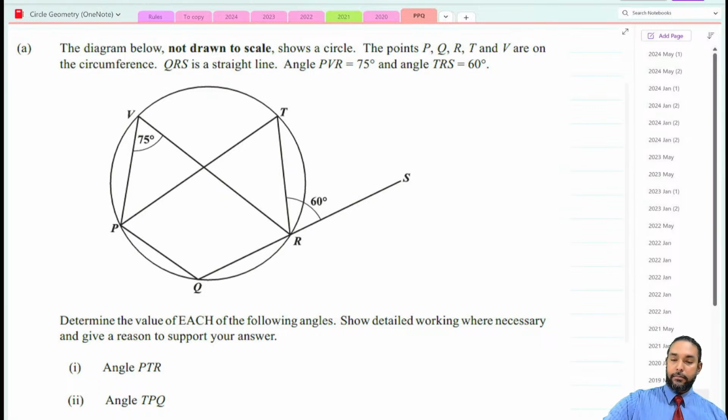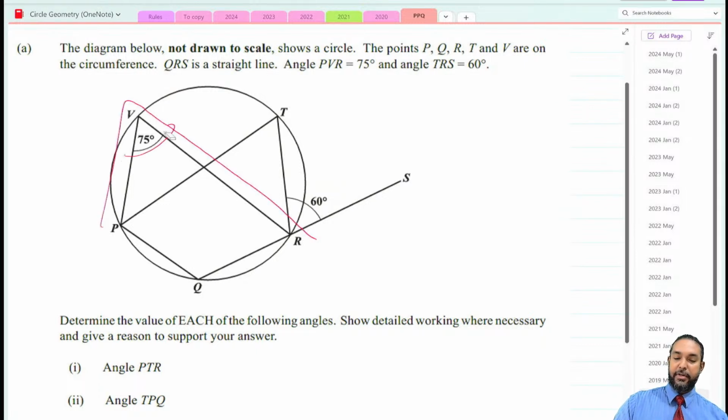Now, it says QRS is a straight line. It's not a tangent. A tangent touches a circle at one point; it doesn't go through the circle. This is what you call a secant line, S-E-C-A-N-T. There's actually a rule with a secant line, but you all don't have to know it. It's actually pretty cool. Anyhow, angle PVR is 75 degrees, and TRS is 60 degrees.